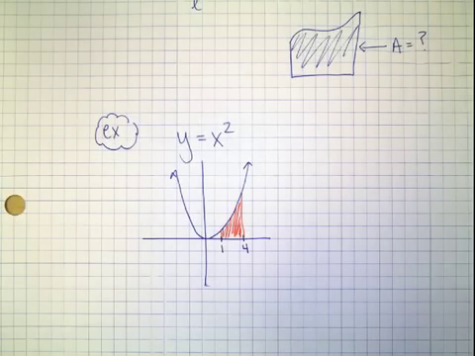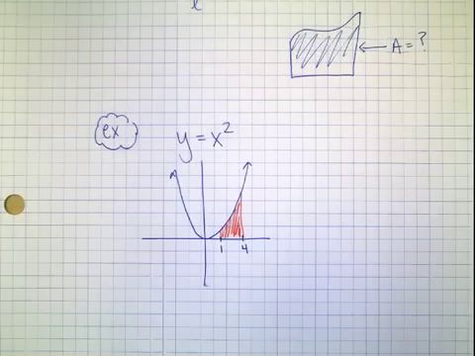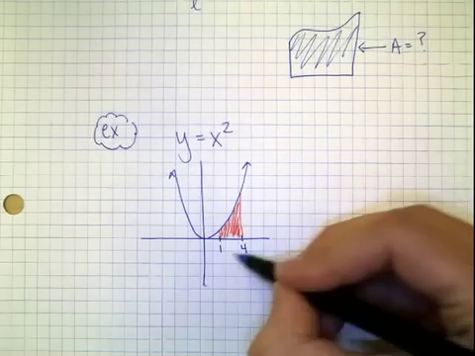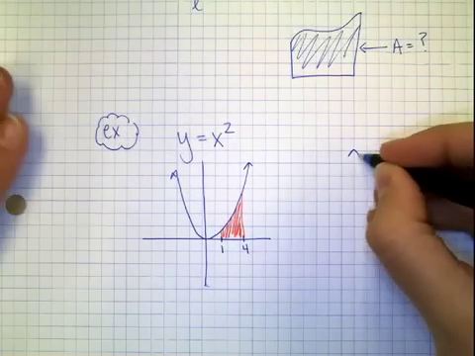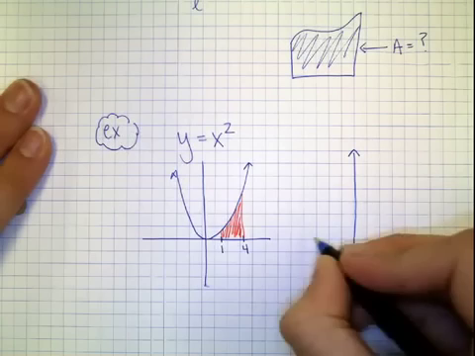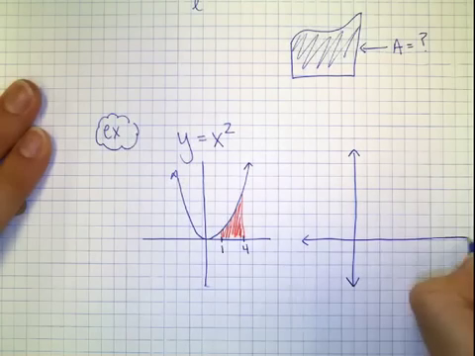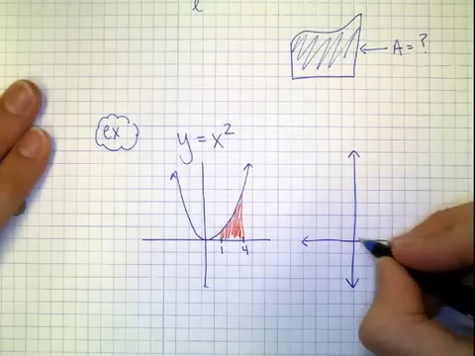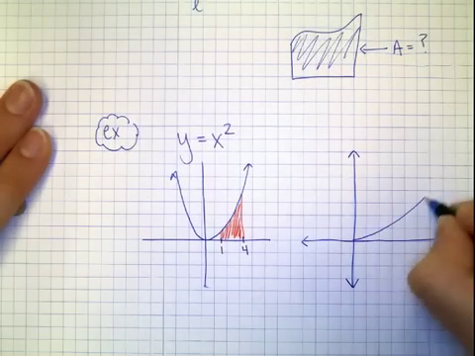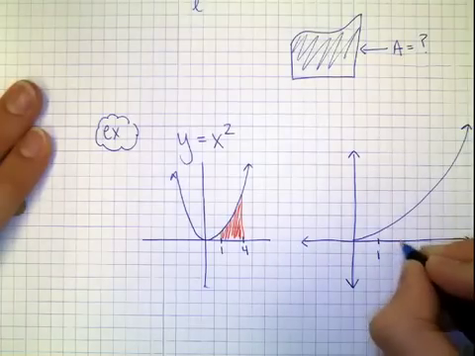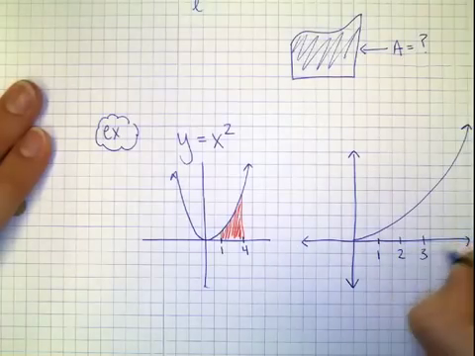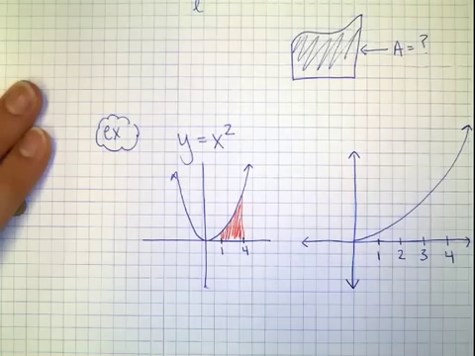So to figure out that area, I'm going to break it up into pieces. I'm going to zoom in here, and I'm going to redraw this graph and just focus in on the shaded region. So let's redraw this, but bigger. So same graph, zoomed in. We're focusing from 1 to 4, so the parabola goes something like this. And we'll say here's 1, here's 2, here's 3, here's 4.